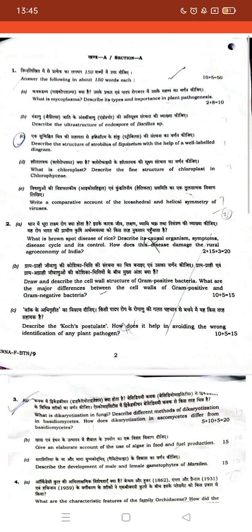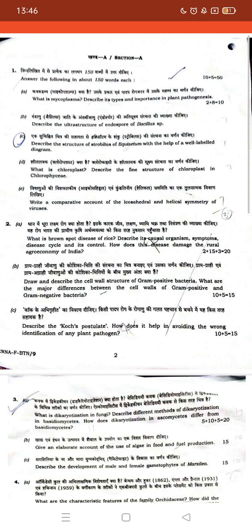The first question is, what is mycoplasma? Describe its types and importance in plant pathogenesis. The definition is for 2 marks, and describing its types and importance in plant pathogenesis is 8 marks. Total is 10 marks. Next question: describe the ultrastructure of the endospore of Bacillus sp.